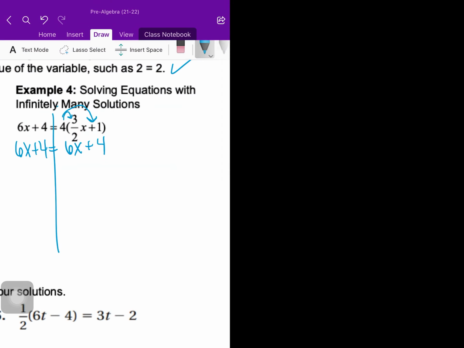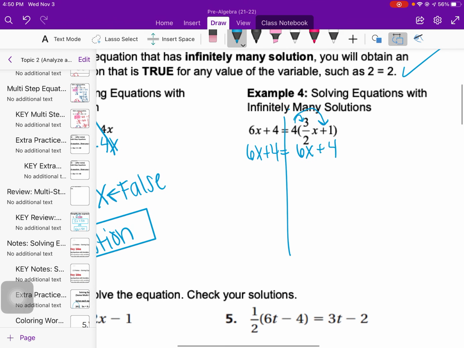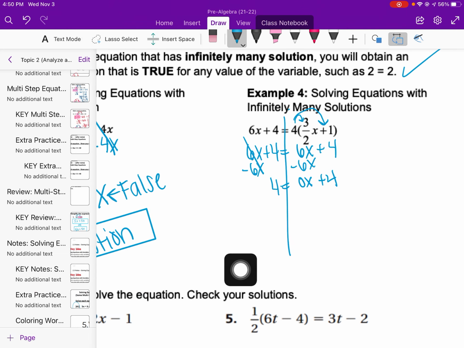Awesome. All right, now once again, I'm gonna bring my x's all on the same side. So I'm going to bring over this one. I'm gonna subtract 6x, awesome. Subtract 6x. Oh, wait a minute, 6 minus 6 is 0. Once again, I know anything times 0, whether it's a letter or a number, cancels out. So that technically cancels out too. So I'm left with 4 equals 4. I know 4 does in fact equal 4. That is a true statement.